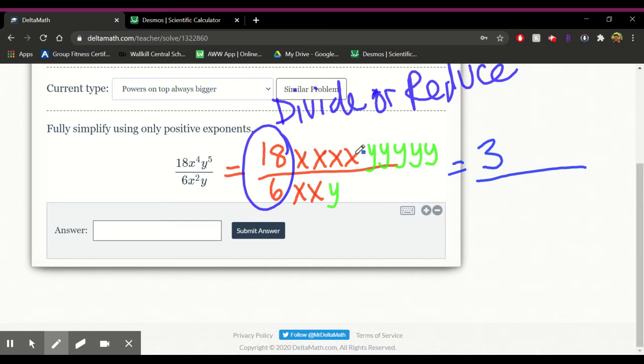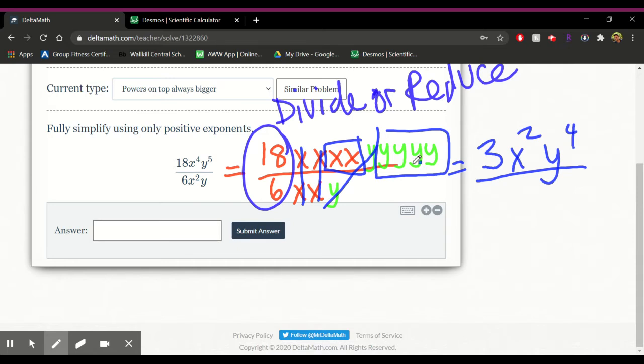Now, there's x's. There's 4 x's here, and there's 2 x's here. If I divide any x by itself, it cancels out. So I can eliminate these 2, and you're left with 2 x's on top. Same thing here. I can eliminate 1 of the y's, and I'm left with 4 y's on top. So you're going to use these to kind of cancel out anything that's on the top and on the bottom. So that is 3x to the 2nd, y to the 4th, and that would be your answer.